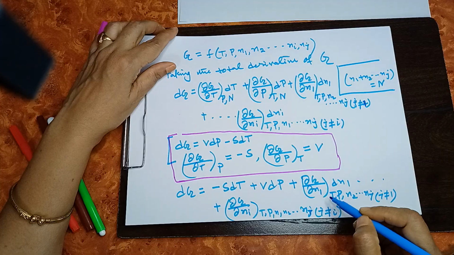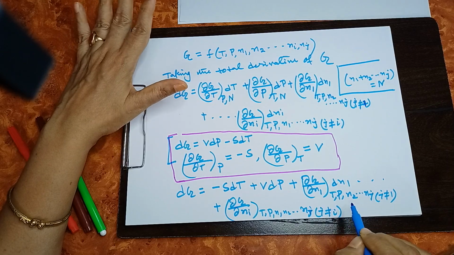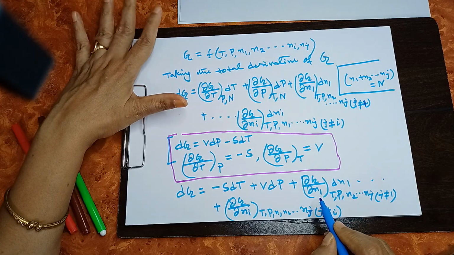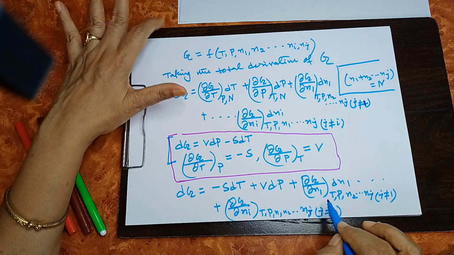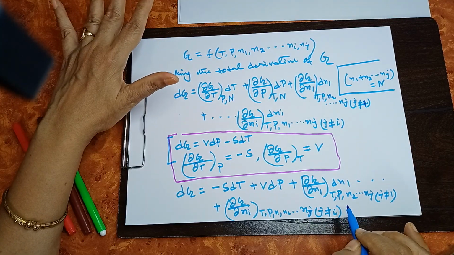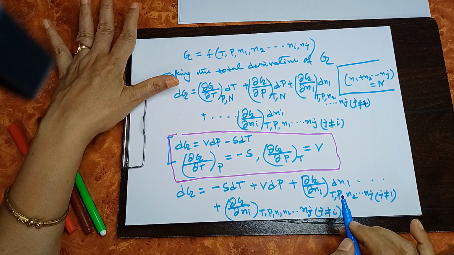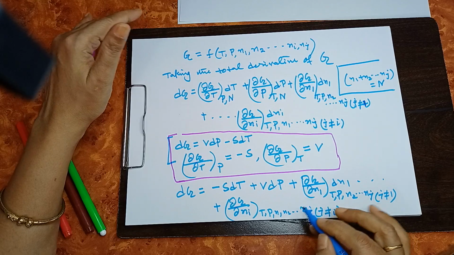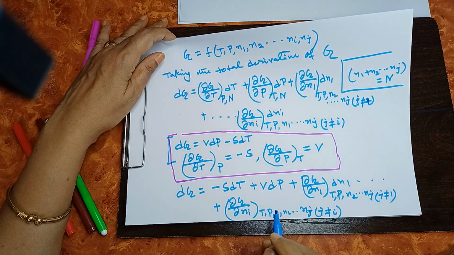Now we know that this del G by del N1 at constant temperature, pressure and other composition is nothing but the chemical potential of component 1. That is the change of Gibbs free energy with respect to the change of the amount or number of moles of component 1 at constant temperature, pressure and composition of other components, that is the chemical potential of the first component. Similarly, this is the chemical potential corresponding to component i.